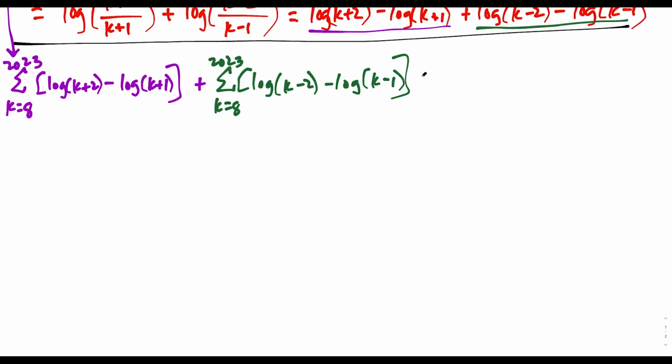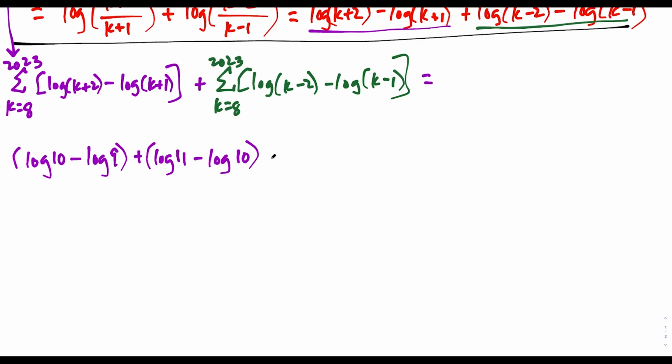So now let's start to simplify this. We'll start with the one in purple here. If we plug in k equals 8, notice we're going to have log of 8 plus 2 is 10, minus, and if we plug in 8 to the second part, 8 plus 1 is 9. And now I'm going to plug in a few terms here. If we plug in k equals 9, we're going to have log of 9 plus 2, which is log 11, minus log of 9 plus 1 is 10. And notice right away, log 10 minus log 10 is going to cancel.